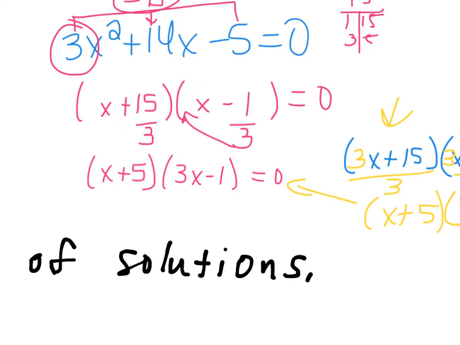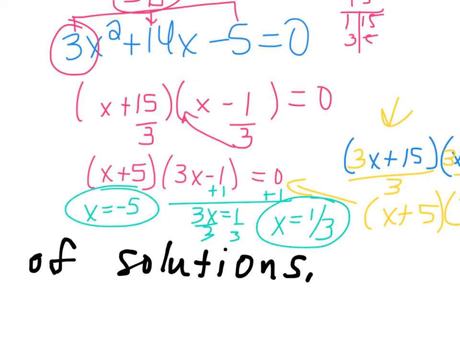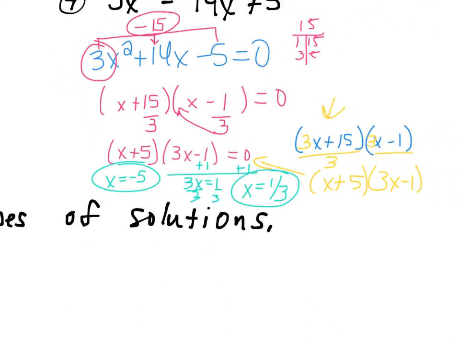I have to equal 0. Good. So this over here is x equals negative 5, right? If I solve this one, I'm going to add 1 to both sides. 3x equals 1. Divide by 3. So x equals what? 1/3. You're always going to get some sort of a fraction when the a term is not 1.